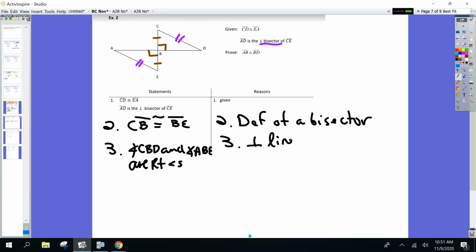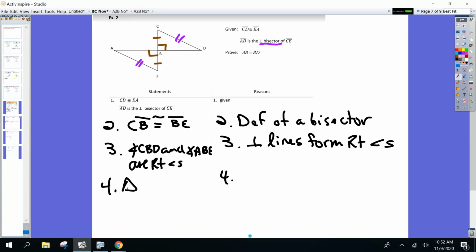Perpendicular lines form right angles. You could also have the definition of perpendicular bisector. Form right angles. Okay, can't say HL yet though. HL only works for what type of triangles? Right triangles. So you got to be in the habit: if you're going to use HL, tell me what triangles are right triangles.